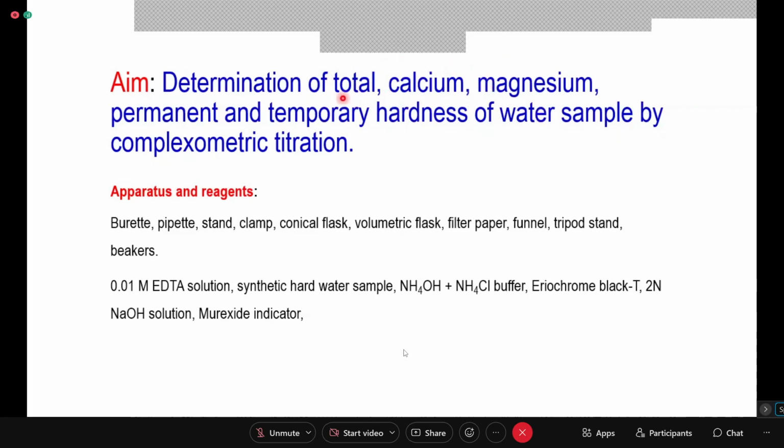So what is the basic principle? We will determine first the total hardness. This total comprises of everything: calcium, magnesium, permanent, temporary, all types. Now we can call this the grand total hardness. Then we determine calcium by removing magnesium. So we call this calcium total hardness. And when you deduct the calcium from the grand total, you get the magnesium total hardness.